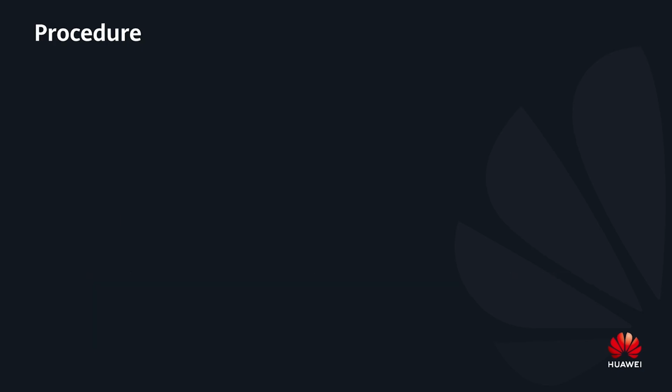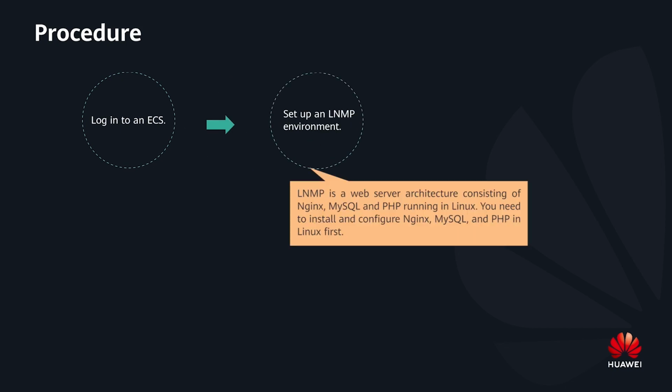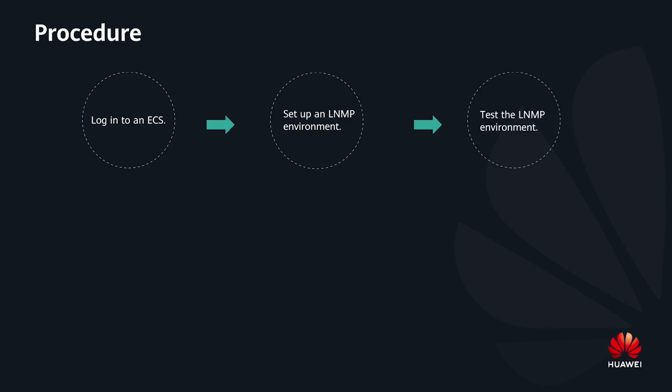This video demonstrates how to set up a WordPress website on a Linux ECS. There are 5 steps in total. Step 1. Log into an ECS. Step 2. Set up an LNMP environment. LNMP is a web server architecture consisting of Nginx, MySQL, and PHP running in Linux. You need to install and configure Nginx, MySQL, and PHP in Linux first.